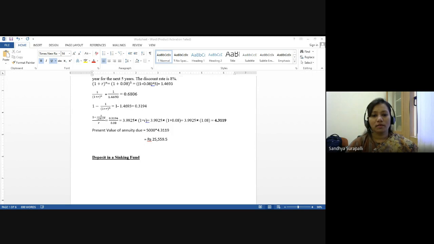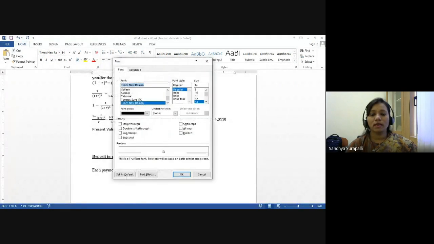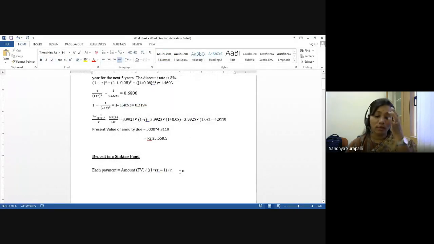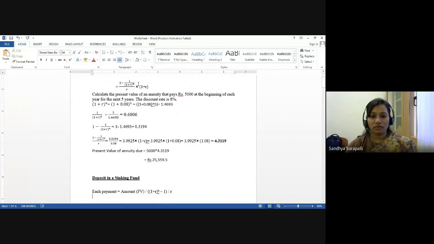So for each payment, the future value should be divided by the factor (1 plus r) to the power n minus 1, divided by r. It is the future value annuity factor, if you remember. For present value, it will be 1 minus. For future value, the minus 1 comes later. For present value, it comes before.